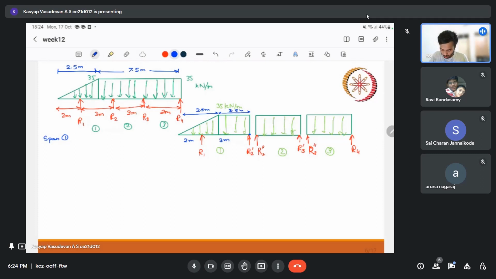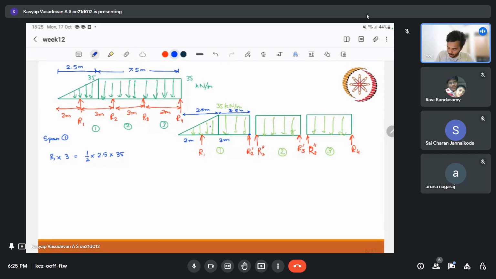If I'm taking moment with respect to the support R2, I will get R1 into 3 is equal to half into base, that is 2.5, into height. I'm talking about the triangle we have. The area of the triangle will give me the load. So let me write this properly: 2.5, the base of the triangle, into 35, that is the height. So we have the load. Now we need the moment.